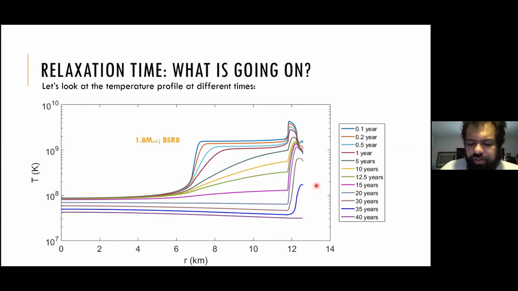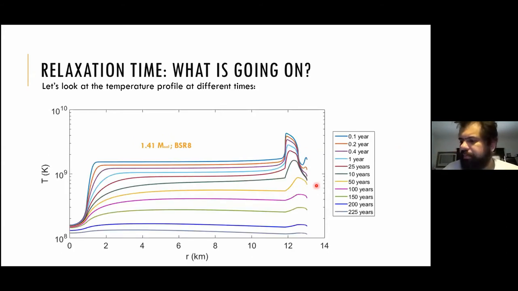Now let's look at the intermediate case. I know I don't have much time, but I'm almost finished. The intermediate case is interesting because the direct Urca process is so strong that even if it takes place just in a small region of the core, as we can see here, it can affect the cooling. However, it takes time, you see?